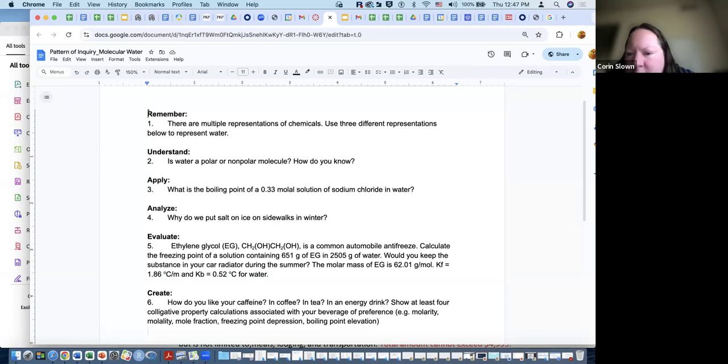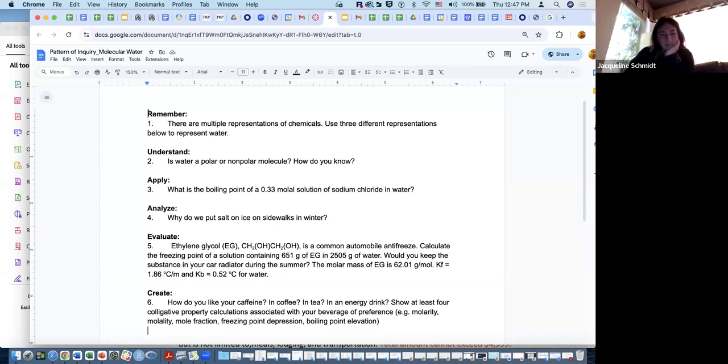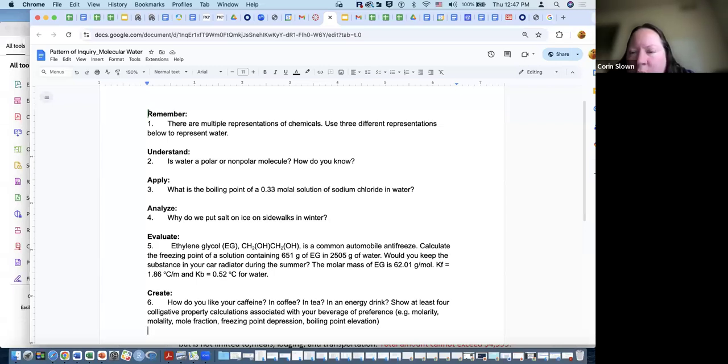Sound good? So that should be, I think, a reasonable review of colligative properties. And hopefully, from a review standpoint, this helps you with both the calculations for molarity, as well as the calculations for molality. Those will need to come back and revisit. We're going to see them again next week.